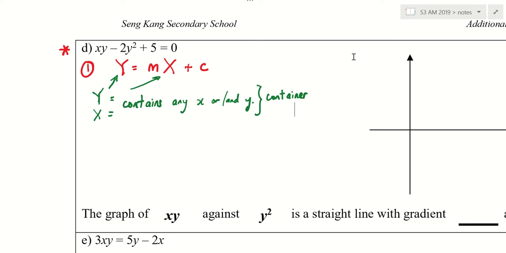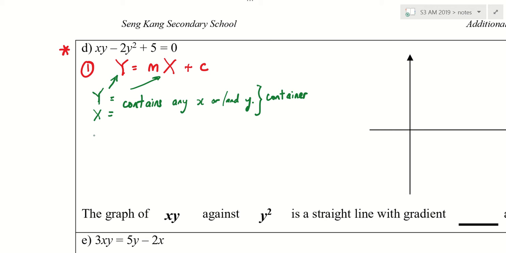Now, the idea here is big Y equals big M, big X plus C. You notice I use the word big because we are talking about capital letters now. These capital letters X and Y are basically containers, like a pencil case that contains things inside. So what can it contain? It can contain any x or any y. I'll go through an example to illustrate this.